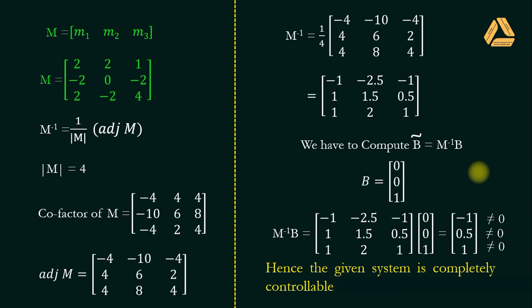And from the model matrix, just multiply with the B, which would give you the B vector. Check whether the B vector is not equal to 0. You have to check for all the rows. Only if all the rows of the B vector are not equal to 0 can you say that the given system is completely controllable. Yes?